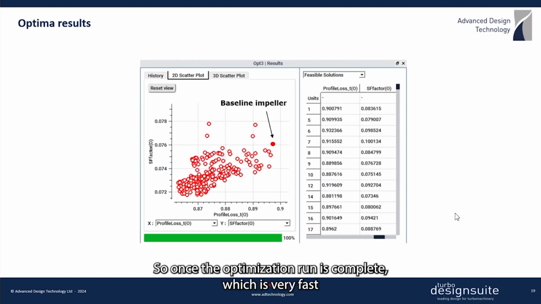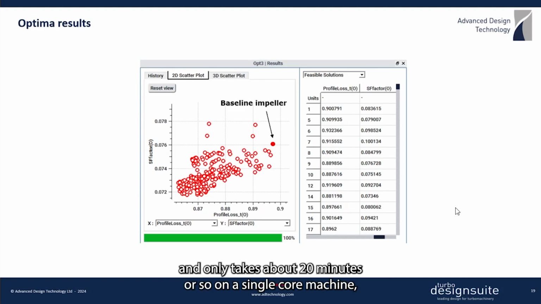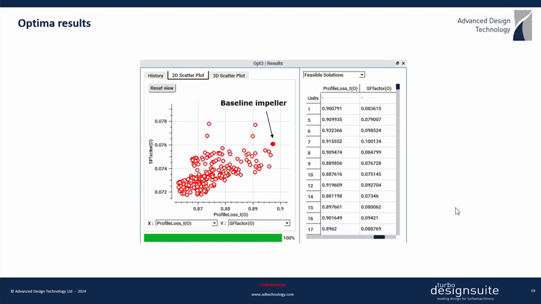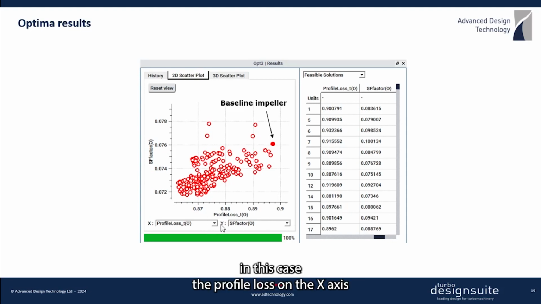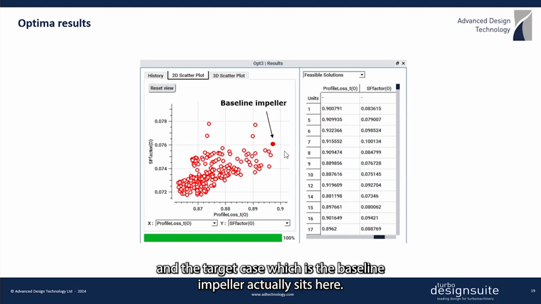So once the optimization run is complete, which is very fast and only takes about 20 minutes or so on a single core machine, we can see all the designs on a scatter plot between the two objectives. In this case, the profile loss on the x-axis and the secondary flow factor on the y-axis. And here we have chosen to see only the feasible designs which respect all of our specified constraints. And the target case, which is the baseline impeller, actually sits here.